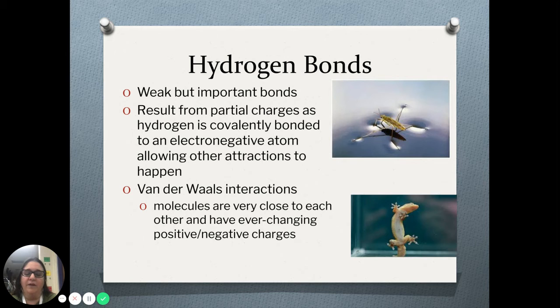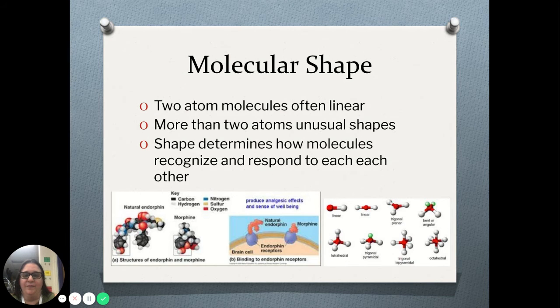And another type of interaction, which is a type of hydrogen bond, is called the van der Waals interactions. And this is when you have molecules that are really close to each other, and they kind of have these alternating positive and negative charges, which allows them to create like a stickiness kind of thing. And this is what allows that little gecko to cling to the glass. So it's a pretty cool piece there.